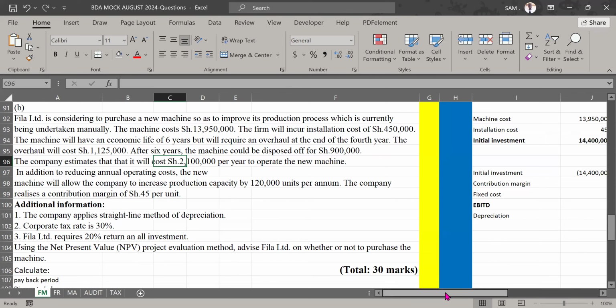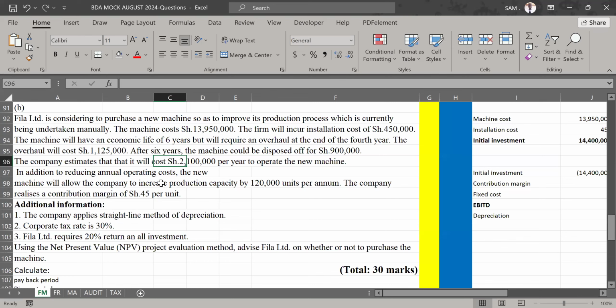Now, it is that cost we called fixed. Why do we call it fixed? Because we were told it is a cost of running the machine, and the machine will run for 6 years, guys. We've been told that 2.1 million applies per year. It's a constant amount. We've not been told if it will vary at some point. That's why we classify this as a fixed cost.